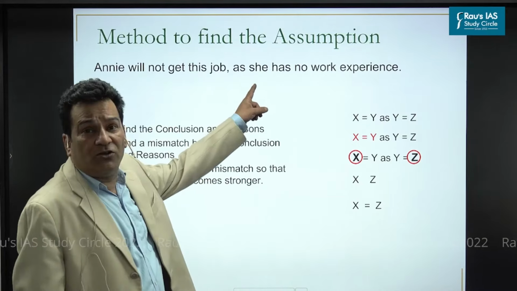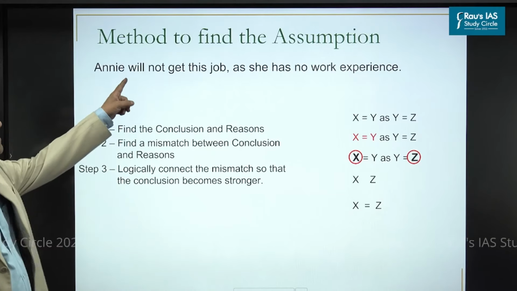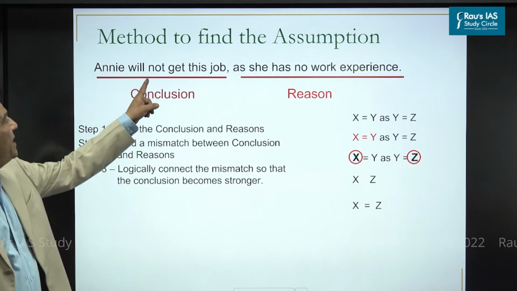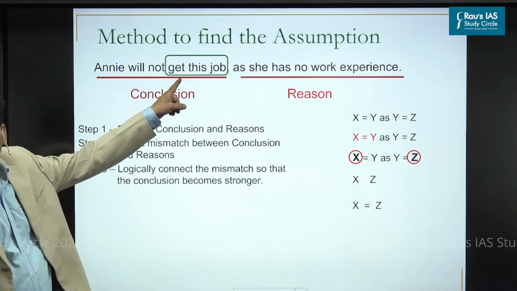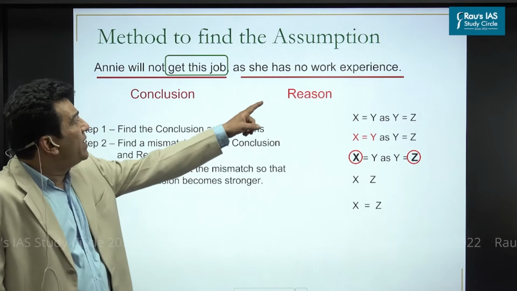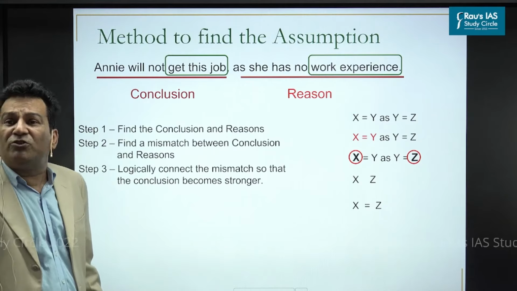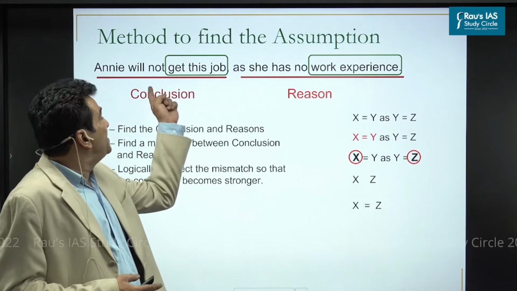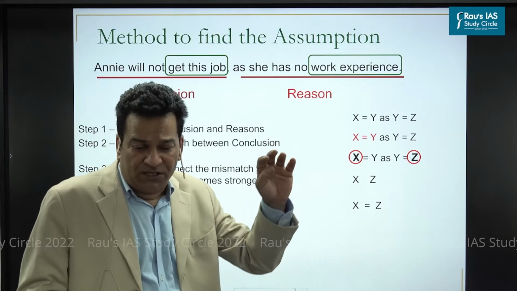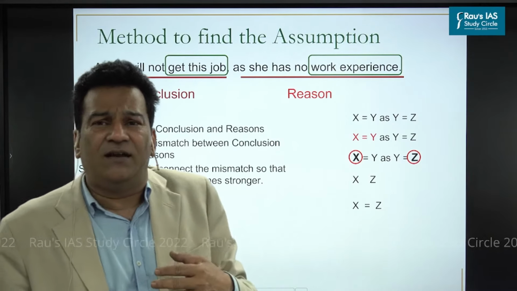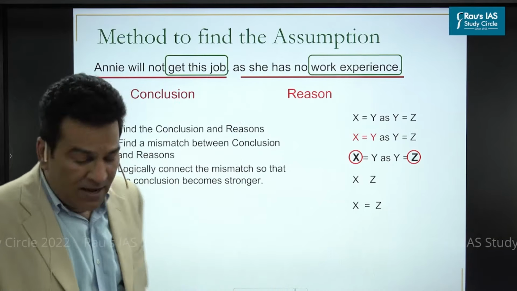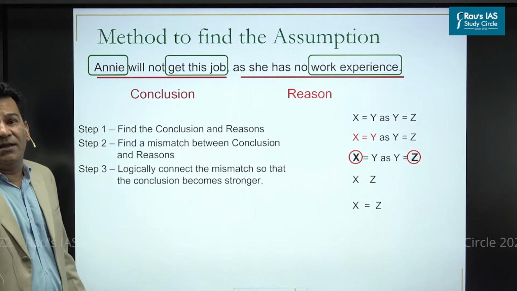Apply the same thing here also now. In case of this particular argument, the first part was conclusion, second part was reasons. If you look at the conclusion, conclusion talks about getting this job. There is nothing mentioned about getting this job in case of the reasons. On the other hand, if you look at the reason, reason talks about work experience or absence of work experience. That is not mentioned in case of the conclusion. This is the second part of the mismatch. And to keep things on track, to keep things in scope, are we doing an argument about Annie? Are we doing an argument about everyone in the world? About Annie. So Annie should also be part of that assumption that we make.